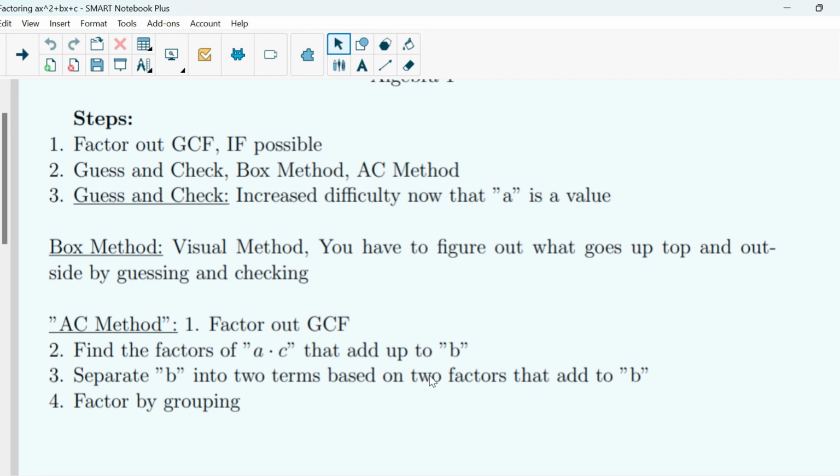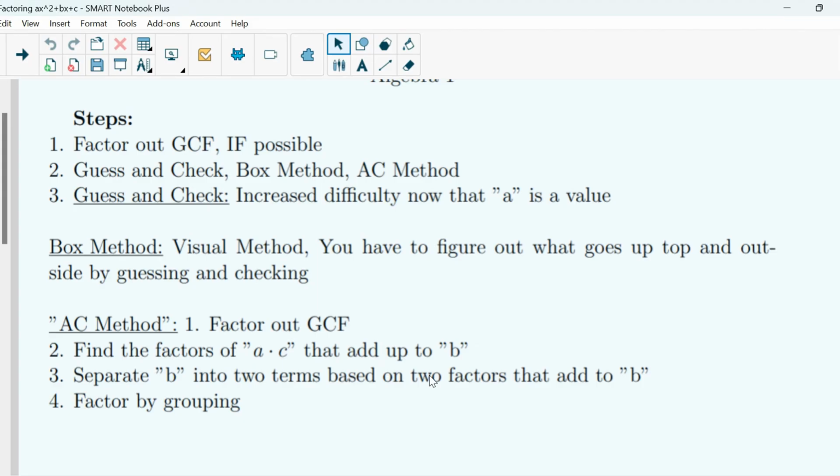Next, you have to choose between the three methods. The method that I'm going to teach is going to be the AC method. That is by far the most common method you are going to see, and the method that your future teachers will most likely use as well.